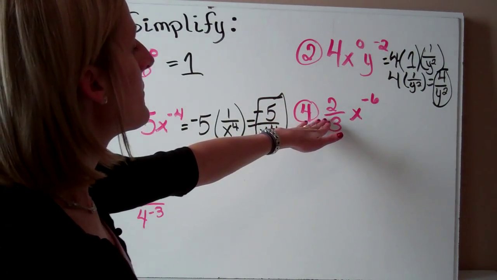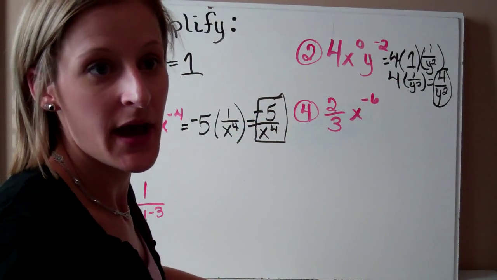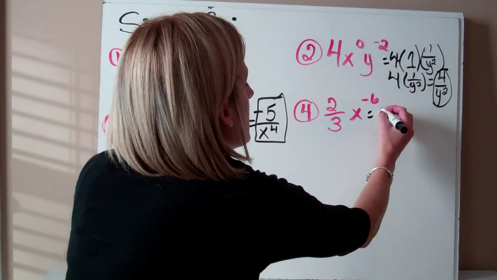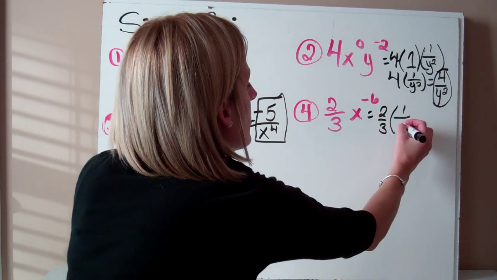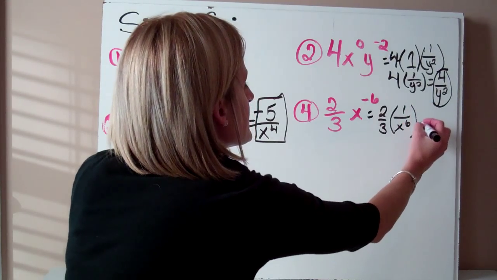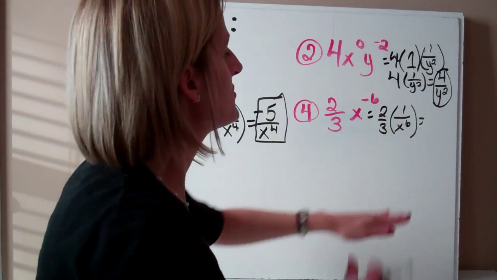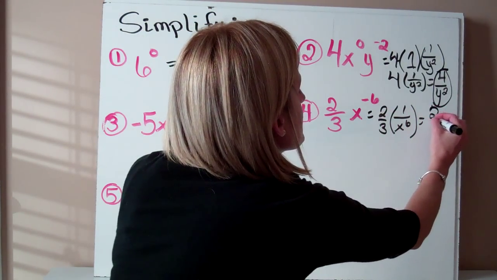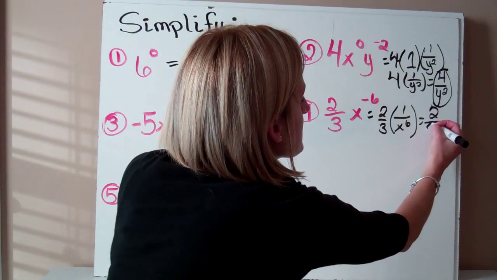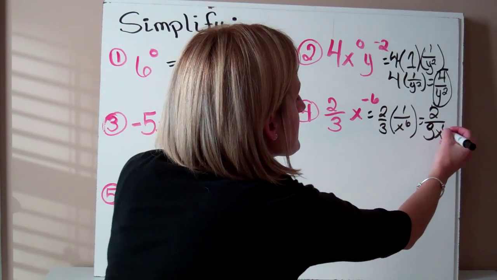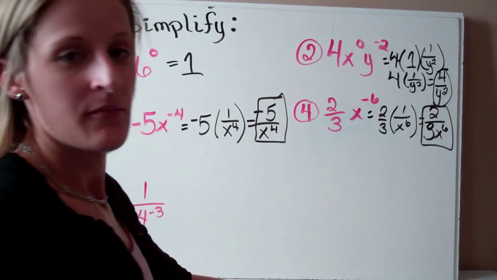Alright, number 4, 2/3 x times x to the negative 6th power. I'm going to do 2/3 times 1 over x to the 6. 6 becomes positive. So multiply across. 2 times 1 is 2. 3 times x to the 6 just becomes 3x to the 6th power. And there it is, simplified.